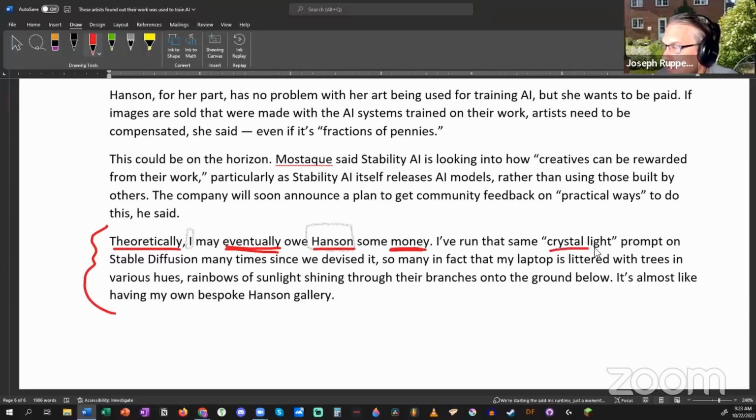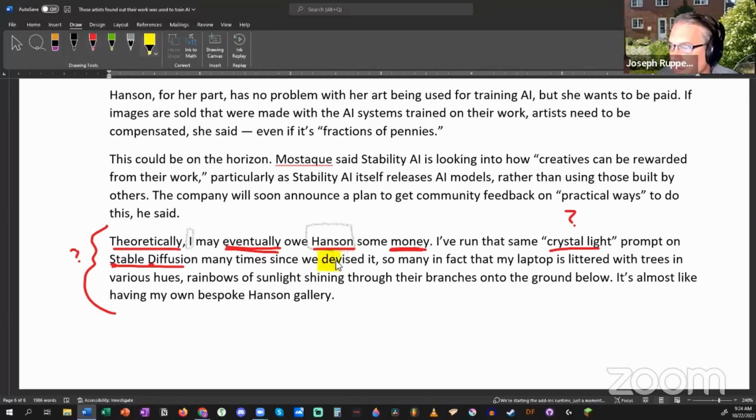I don't know what this is. Crystal light, I'm not sure about that. Stable Diffusion, I don't know what that is. That looks like maybe a program or an app, or I don't know, maybe the name of the AI. Prompt on Stable Diffusion many times since we devised it.